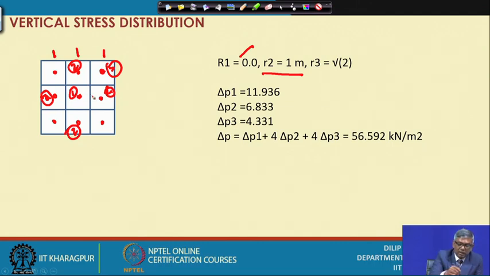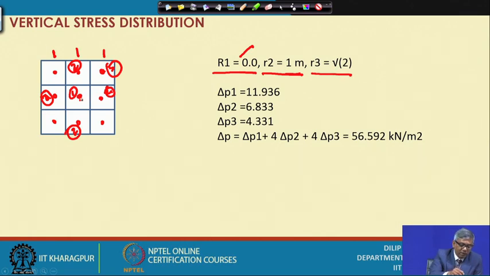If I calculate, R1 is obviously 0, because when I apply the load at the center, then the radius becomes 0. And when I apply load here and find out the effect here, what is the radial distance? You can see this is 1 meter and this is 1 meter. The half of this is 0.5 meter, the distance between these will be 1 meter. So, R2 becomes 1 meter. What about R3?